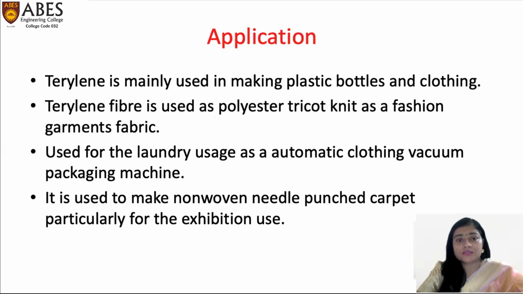Thus, in applications, it is mainly used in making plastic bottles and clothing. It is used in polyester tricot as a fashion garment fabric. It is used for laundry purposes as automatic clothing vacuum packing, and it is used to make non-woven needle-punched carpet, particularly for exhibition use. These are the modern uses of terylene.